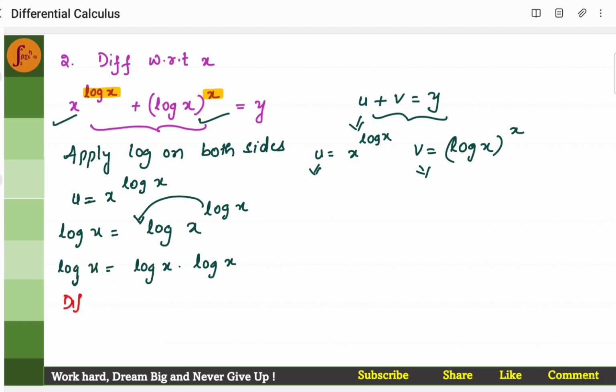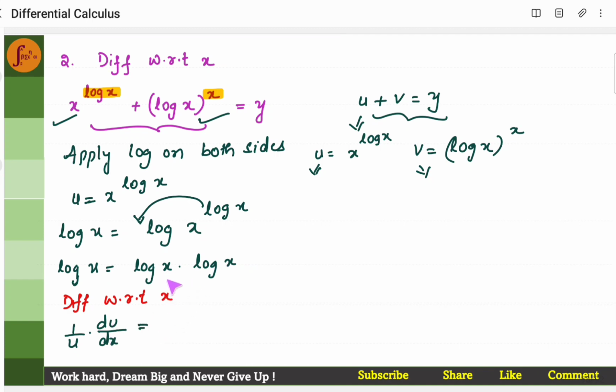Now I'll differentiate with respect to x. So I will get, what is log u? 1 by u. And I have to put du by dx, right? Because it's not x here. So that's why we'll have to put du by dx is equal to log x into log x.